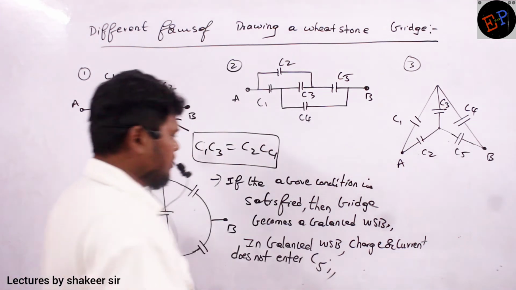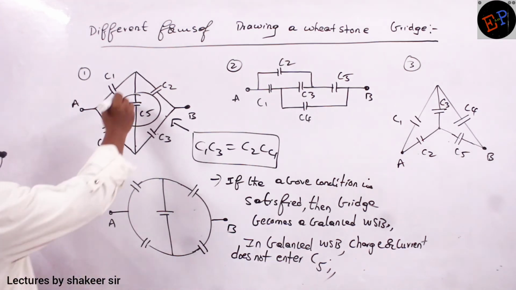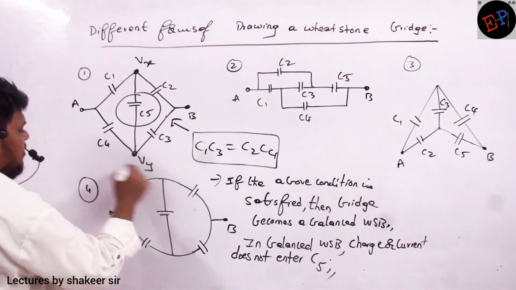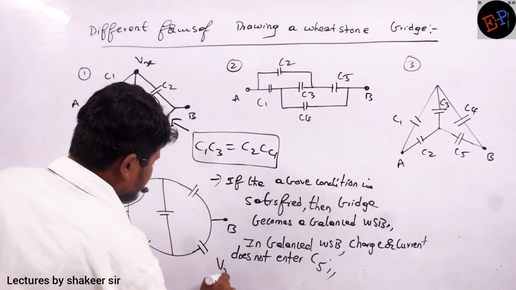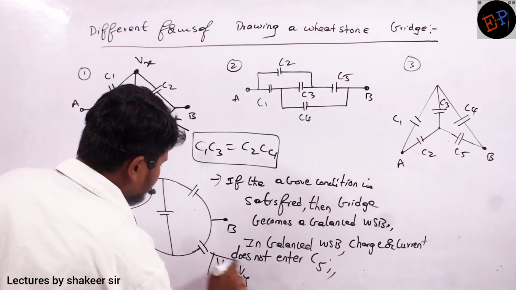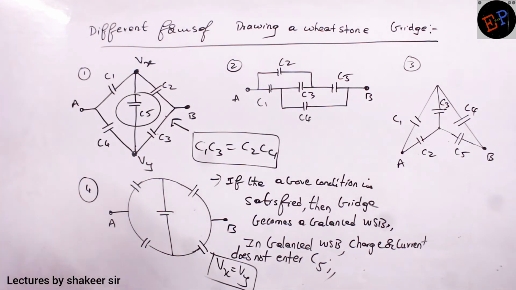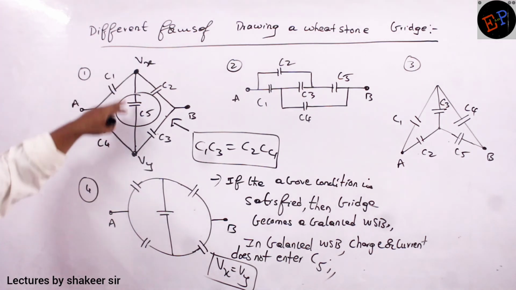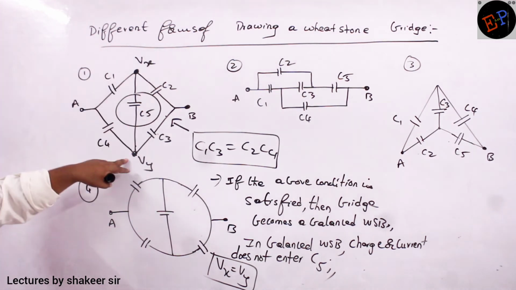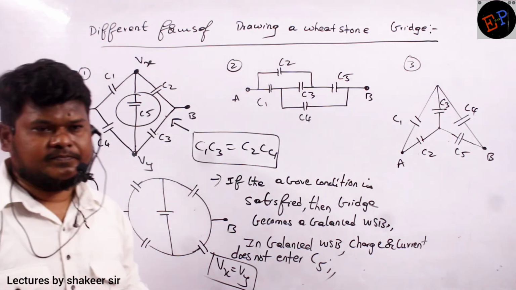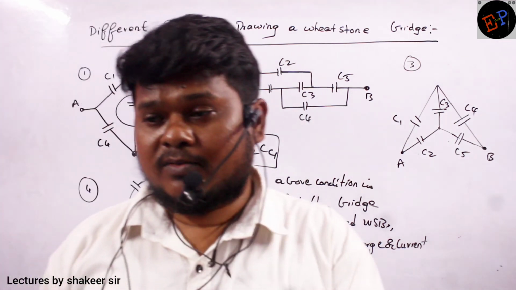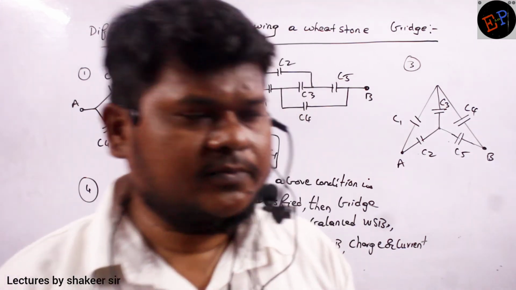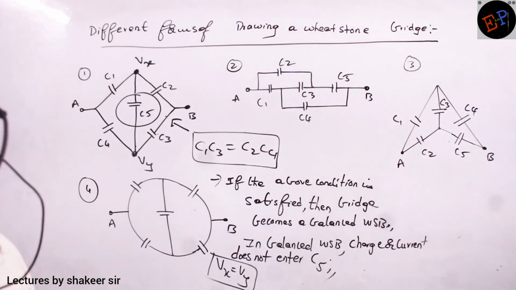C5. Or you can say, if I take this potential to be Vx and this potential to be Vy, definitely I can say that Vx must be equal to Vy. So the potential existing at the topmost point, the same potential must exist at the lowest point also. If potentials are equal, then you don't find any flow of charge. If the potentials are equal and in between there is a capacitor or a resistor, you don't find any charge flowing. Clear? That's it.